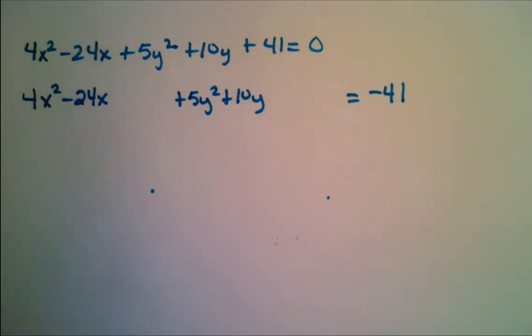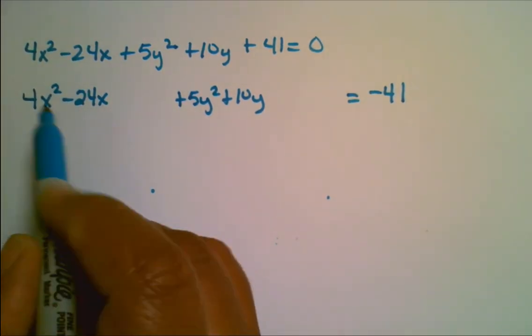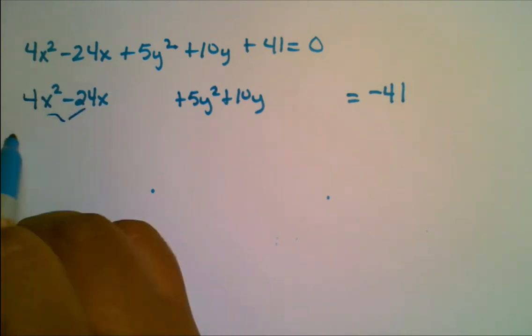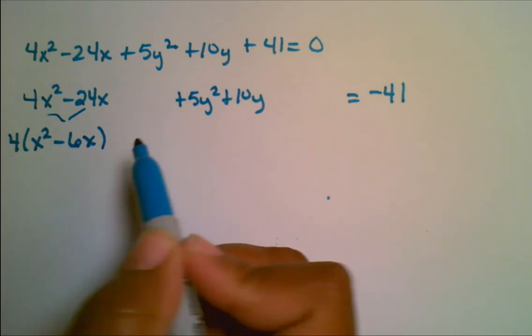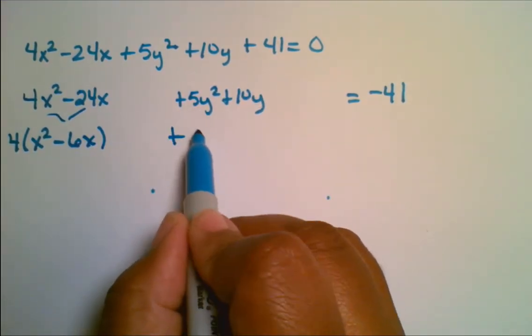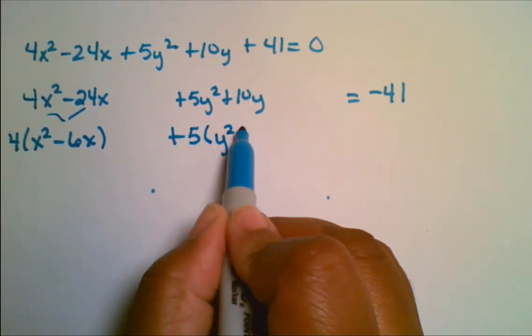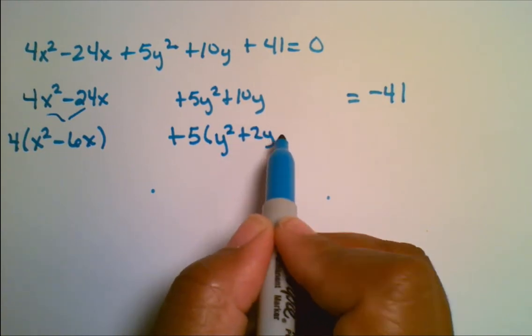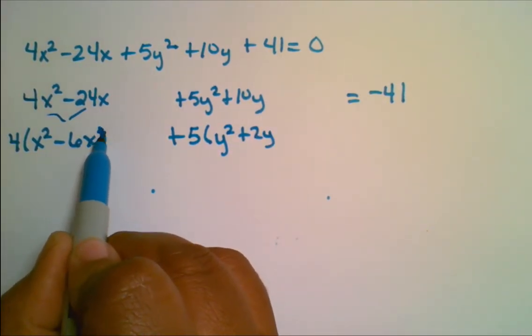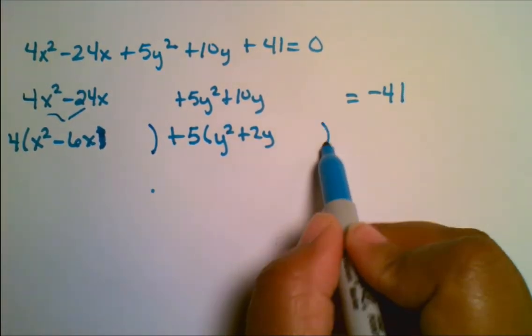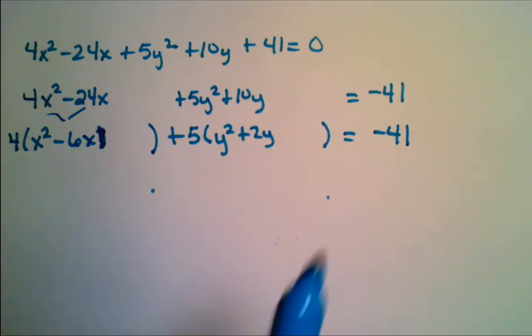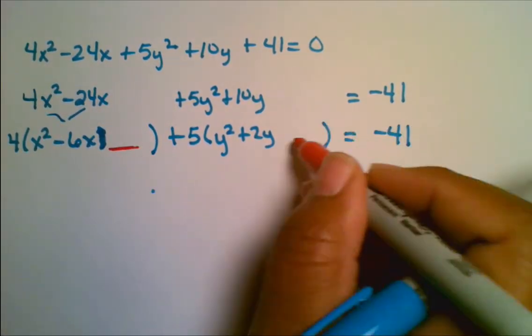So we're going to complete the square. But before we complete the square, for the x terms, we're going to factor out the 4. We have x squared minus 6x. And for our y terms, we're going to factor out the 5, and we have y squared plus 2y. Let's not put the parenthesis there just yet. We're going to put it here, equals negative 41. So what I want us to do is complete the square, fill in the blank here.